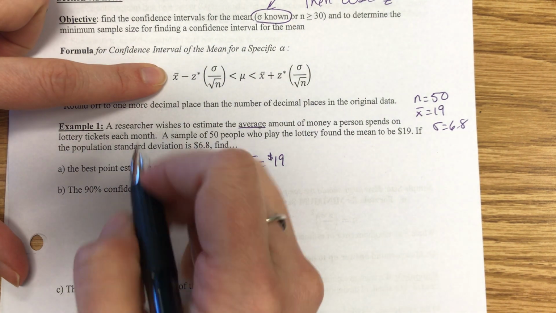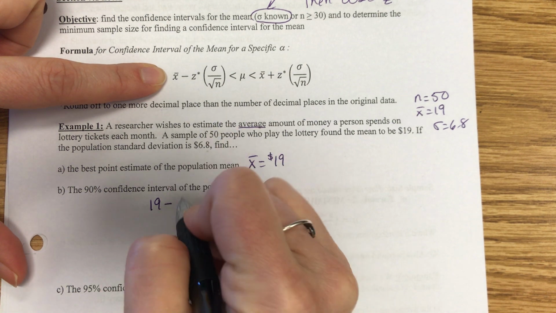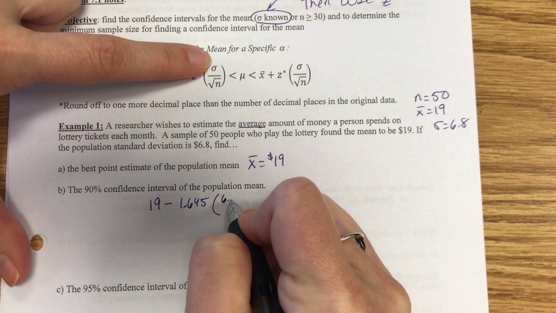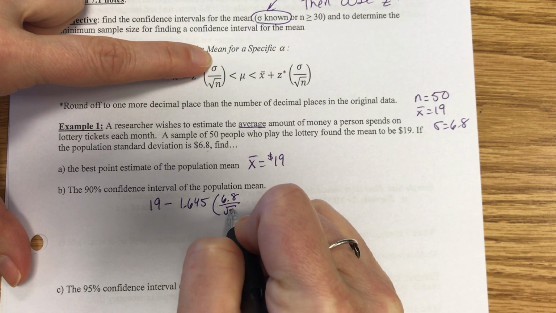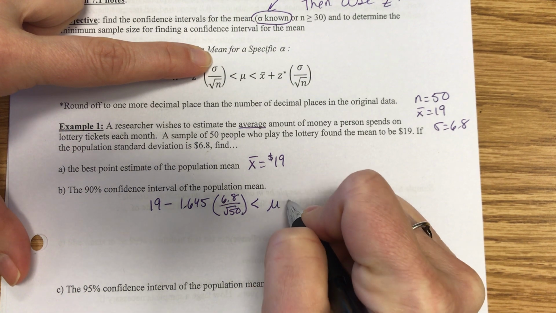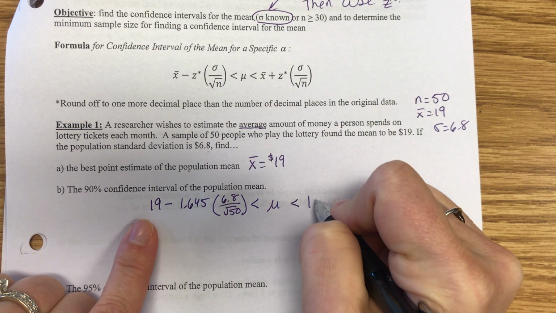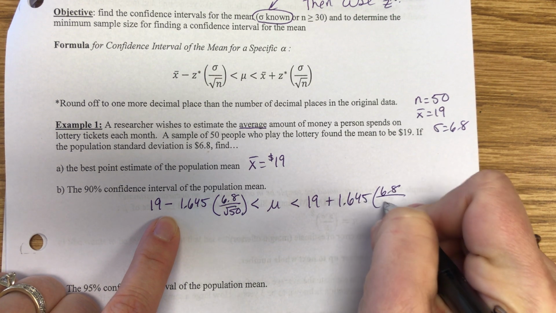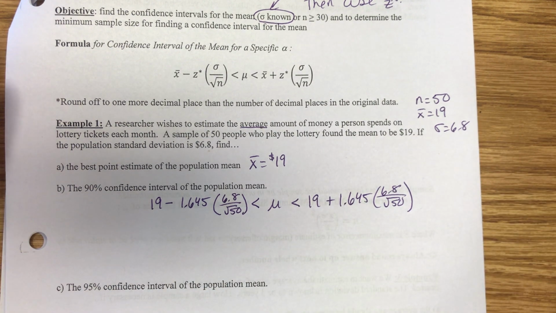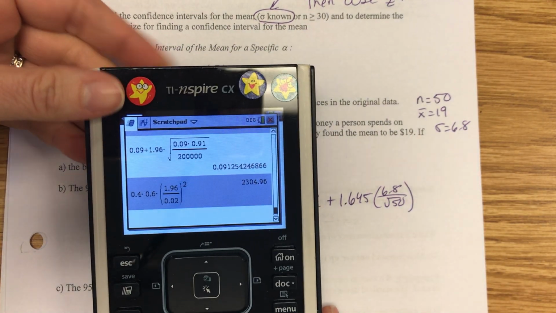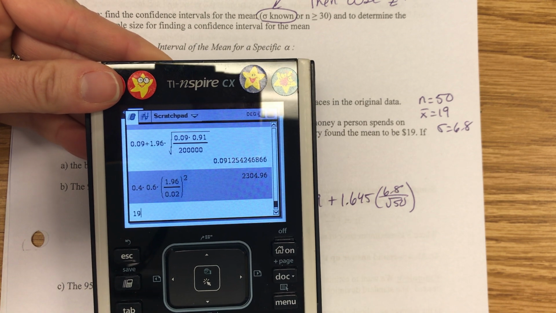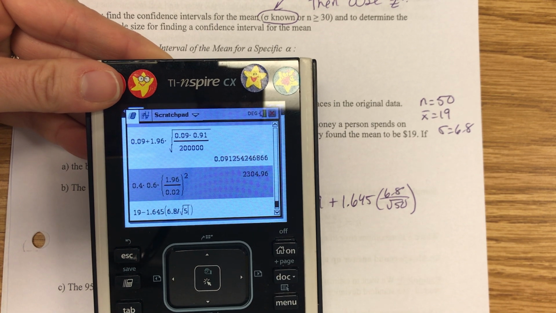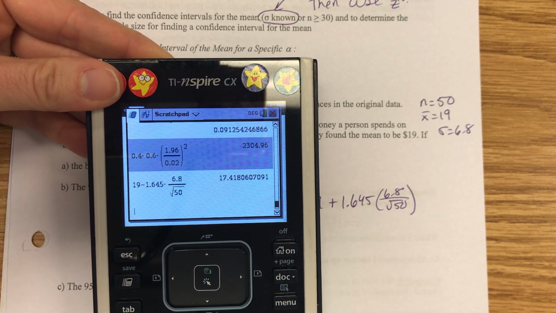So again, use your formula. It goes x bar minus z-star, parentheses, standard deviation over the square root of n, less than mu, less than. We're going to do the same thing on the right, but we're going to write plus 1.645 times 6.8 over root 50. Okay, if you grab your calculator, we're going to have 19 minus 1.645 times 6.8 divided by the square root of 50. We're going to get 17.418.